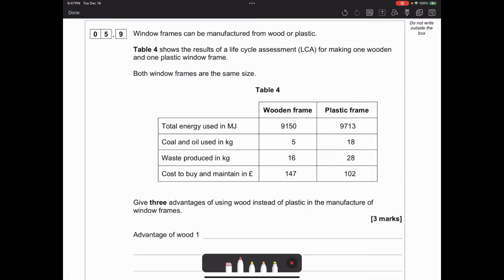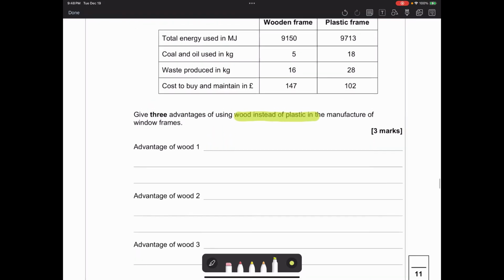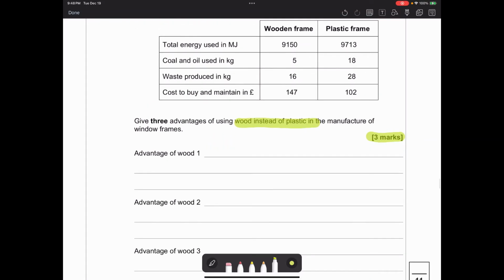Question 5.9 then. Window frames can be manufactured by wood or plastic. Table 4 shows the results of a life cycle assessment for making one wooden and one plastic window frame. Give 3 advantages of using wood instead of plastic in the manufacture of window frames. So it's 3 marks and you've got 3 points there, and you just need to look at the table and you see which one is better for wood. Now, in terms of total energy used, well, I can see the wooden frame is actually lower than the plastic frame. So that's an advantage.